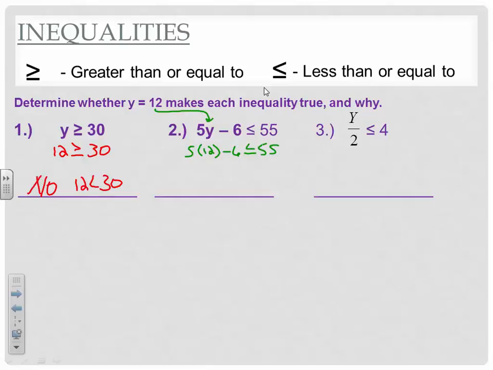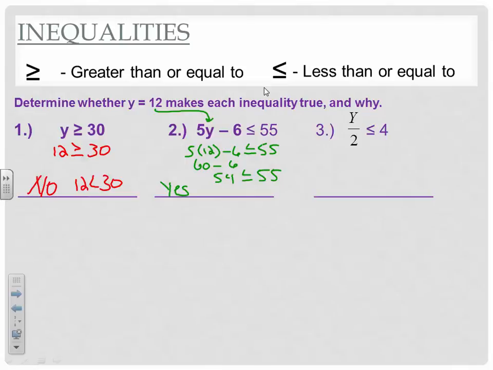Well, 5 times 12 we know is 60. And 60 minus 6 we know is 54. Is 54 less than or equal to 55? Yes, it is. 54 is in fact less than 55. So what do we have to do?